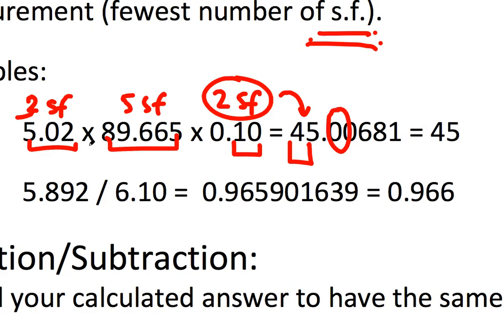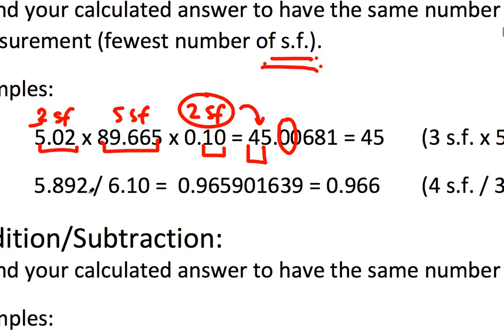All right, and that goes for dividing as well. Let's say we take 4 sig figs here, and I divide by 3 sig figs. Then I want to keep 3 sig figs. 1, 2, 3. This is higher than 5, so I'm going to round up to 6. So there it is.